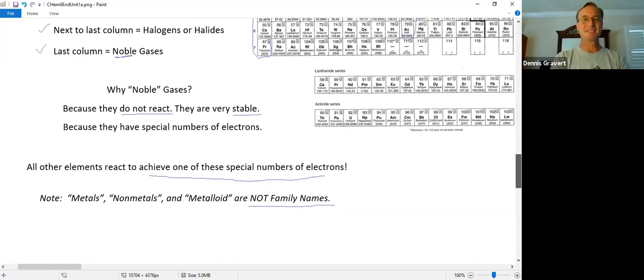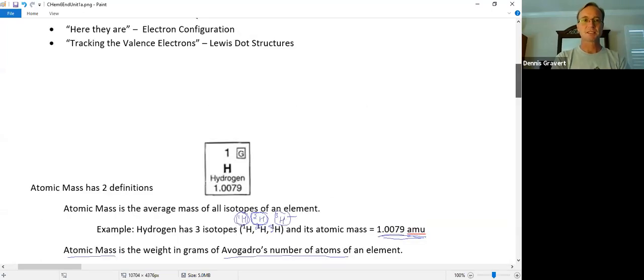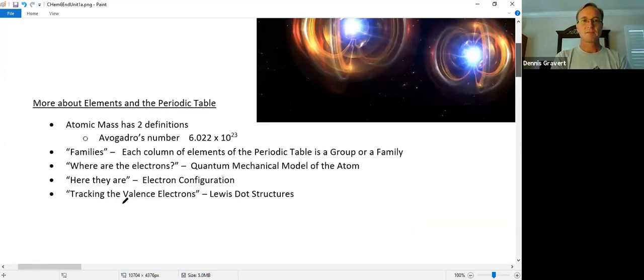Okay, that's it. What's next? Go to the top of the next page, that's what's next. Electron configuration and the quantum mechanical model of the atom. Where are those electrons?